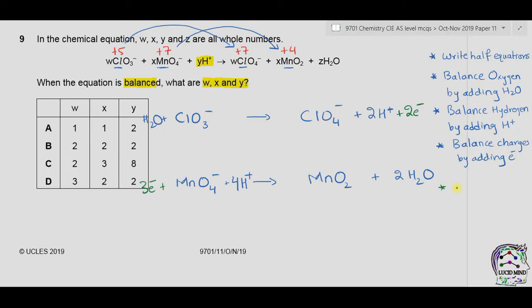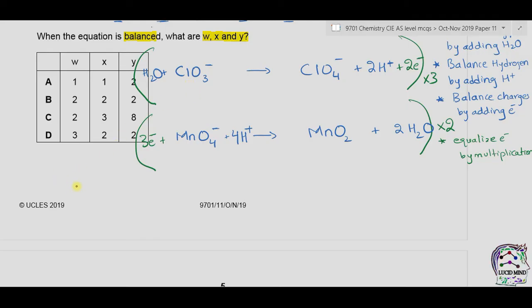Fifth point is to equalize electrons by multiplication. As in the first equation 2 electrons are lost, but in the second equation 3 electrons are gained. Now the number of electrons lost must be equal to the number of electrons gained, so we can multiply the first equation by 3 in order to make it 6 electrons, and we can also multiply the second equation by 2 in order to make it 6 electrons.